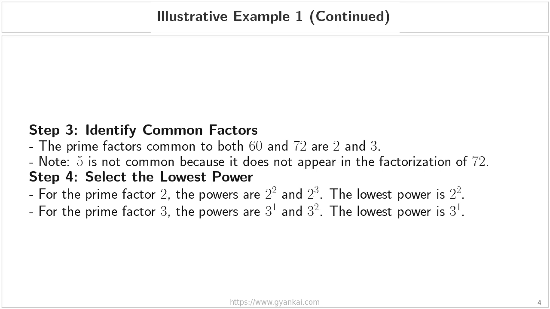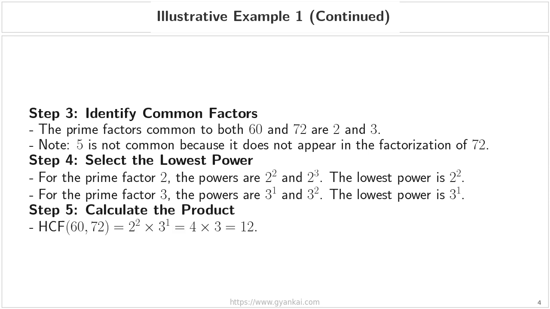Similarly, for the prime factor 3, we are comparing 3 to the power of 1 and 3 squared. The lowest power is simply 3 to the power of 1. Finally, in step 5, we calculate our final product. To find the HCF of 60 and 72, we multiply our chosen lowest powers together. That gives us 2 squared times 3 to the power of 1, which simplifies to 4 times 3, resulting in a final HCF of 12.